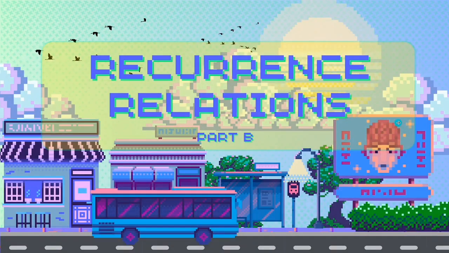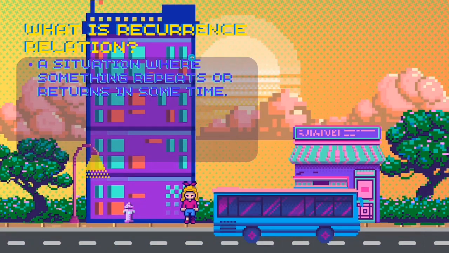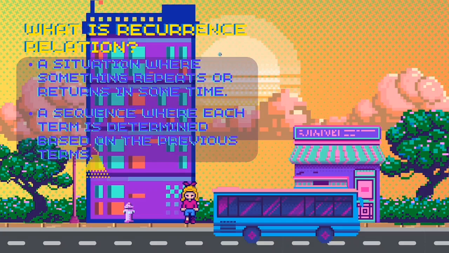Alright, we have finally reached the second part of my presentation, which is part B. So now I will be talking about recurrence relations. So what is a recurrence relation? Recurrence relation is a situation where something repeats or returns in some time. It is also a sequence where each term is determined based on the previous terms. If you are not familiar with the Fibonacci rule, this is the explanation for it.